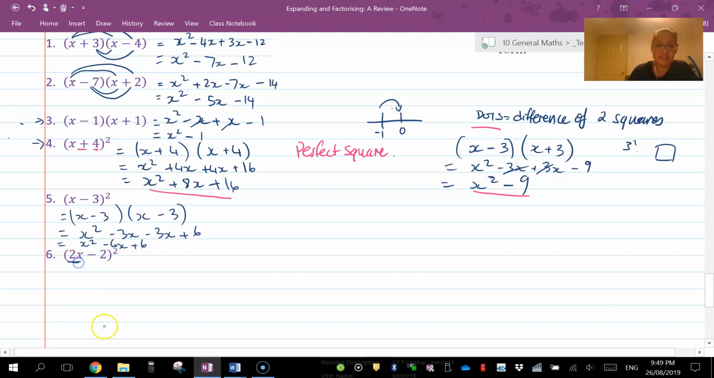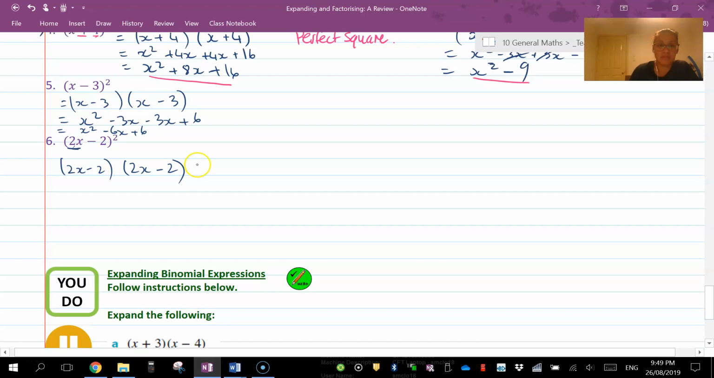Now what happens when you have something like this? It doesn't look quite the same, does it? So 2x minus 2. It's been squared, so 2x minus 2 times 2x minus 2. And as a result, we have still the same thing. 2 times 2 is 4. x times x is x squared. Minus 4x minus 4x plus 4. So many 4s. And that is your collected like terms, simplified and expanded.